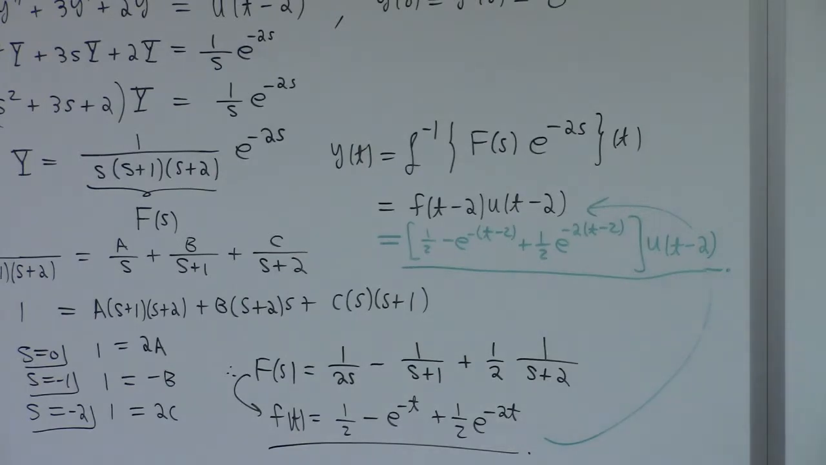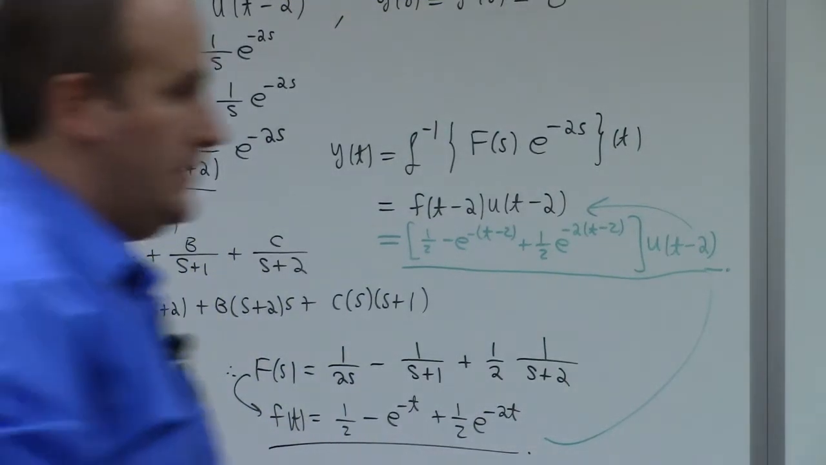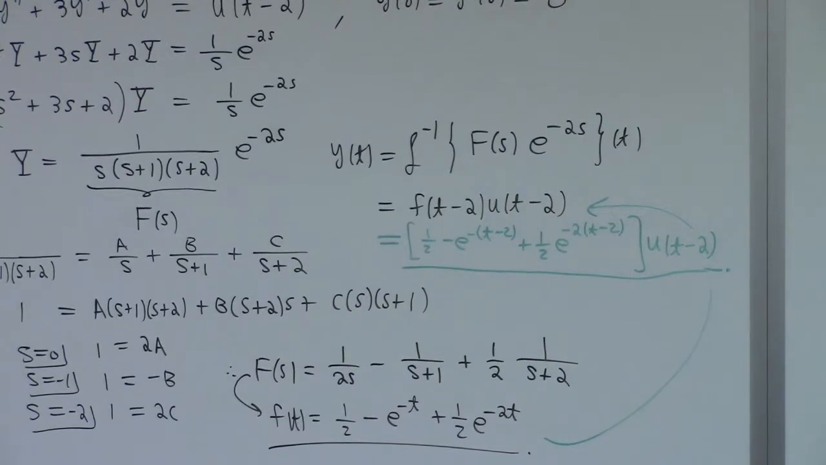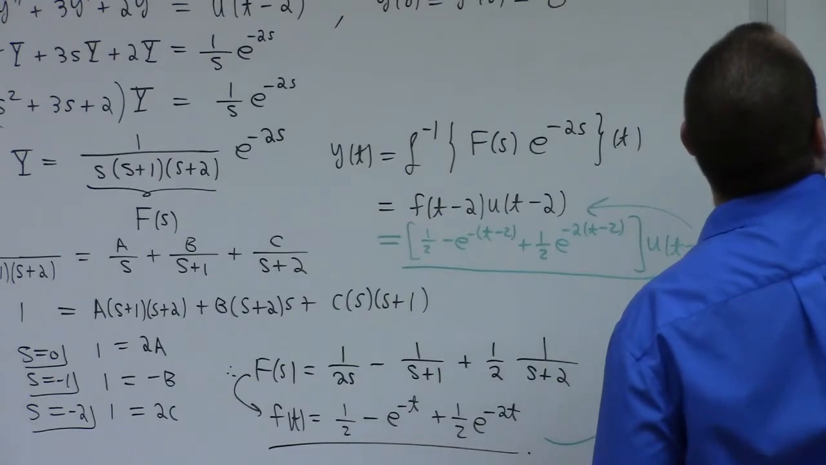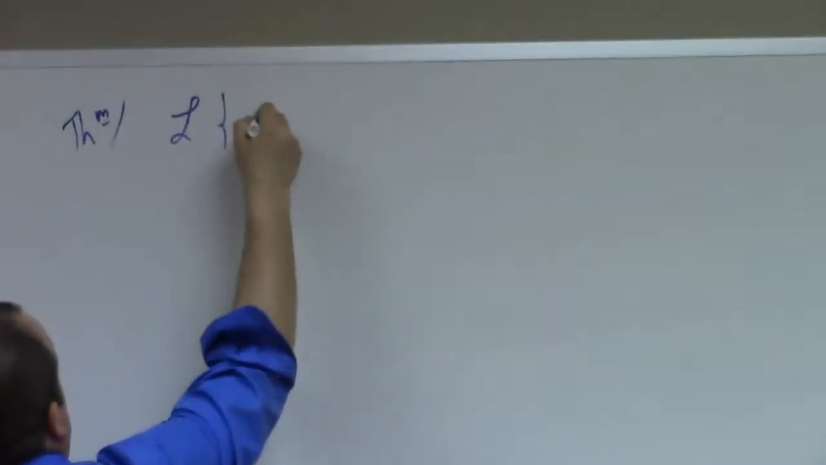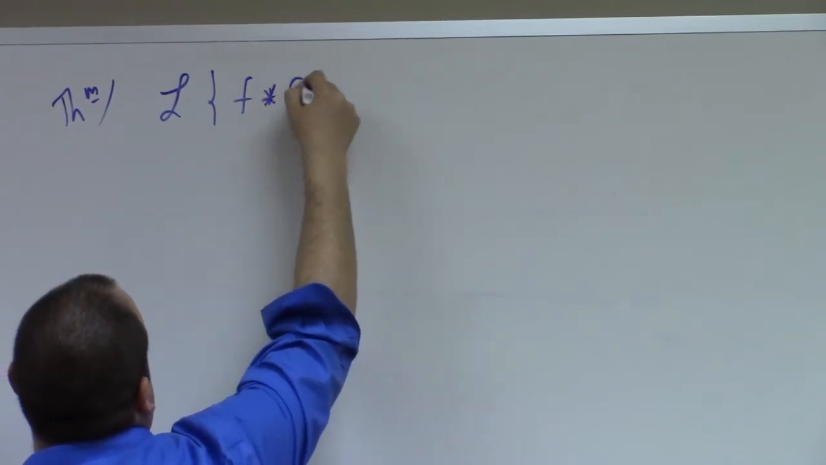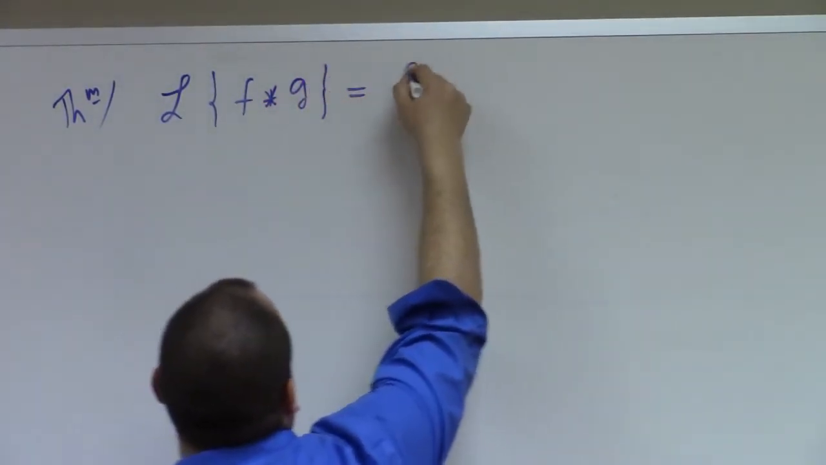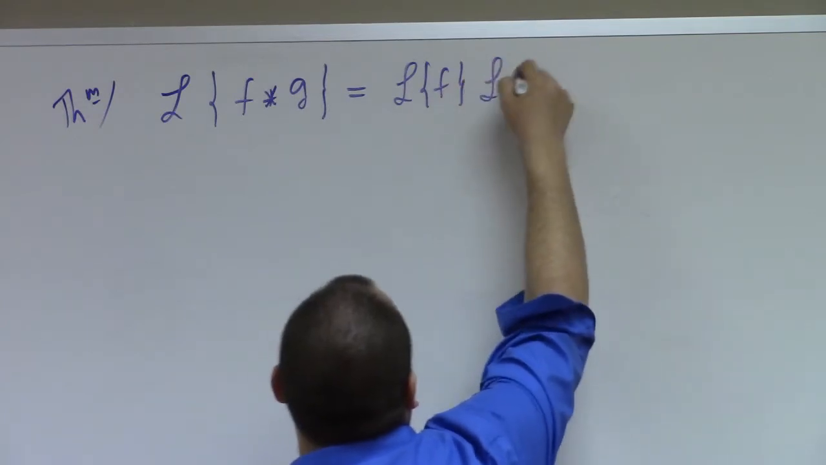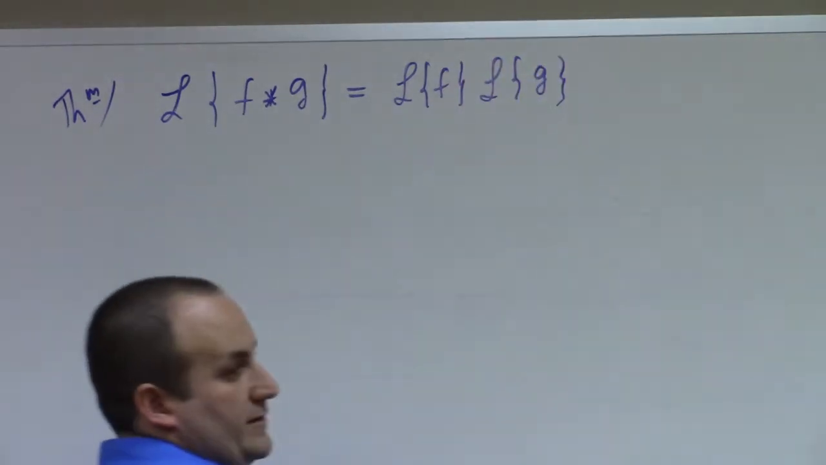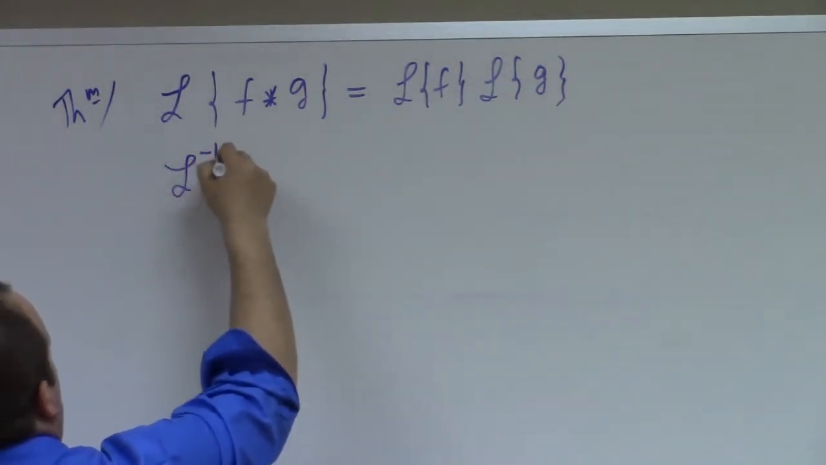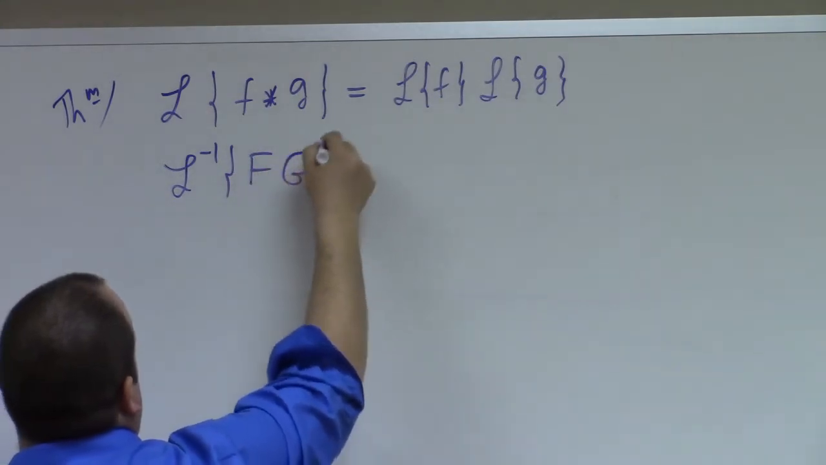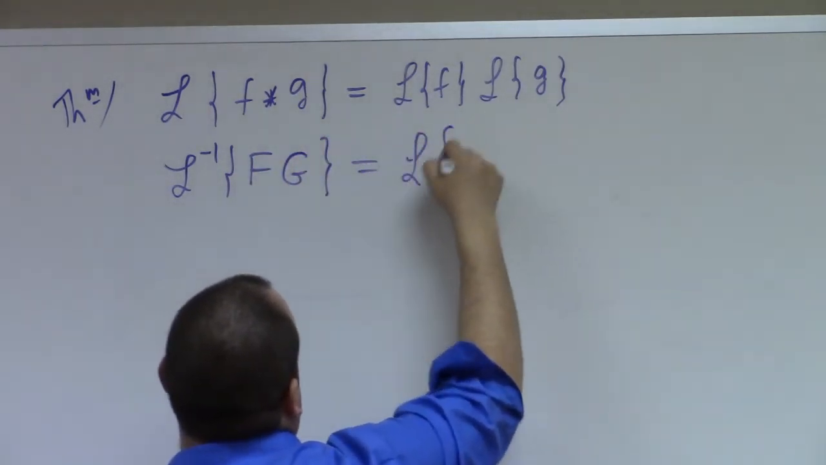All right, so beyond that, there's something called the convolution theorem. It says that the Laplace transform of f convolved with g is equal to the Laplace transform of f times the Laplace transform of g. This is dark magic. In other words, the inverse Laplace transform of f times g is just the convolution.